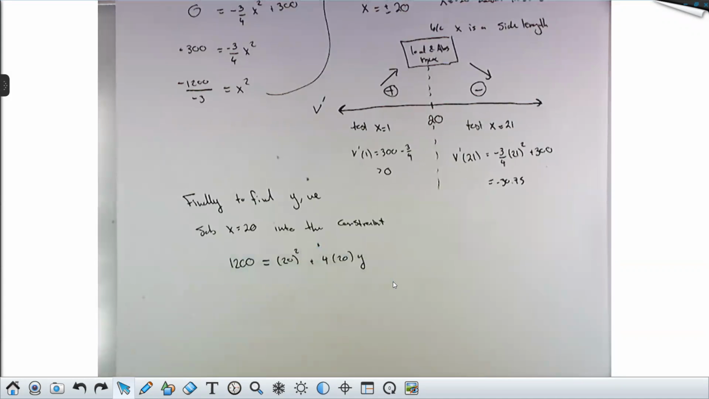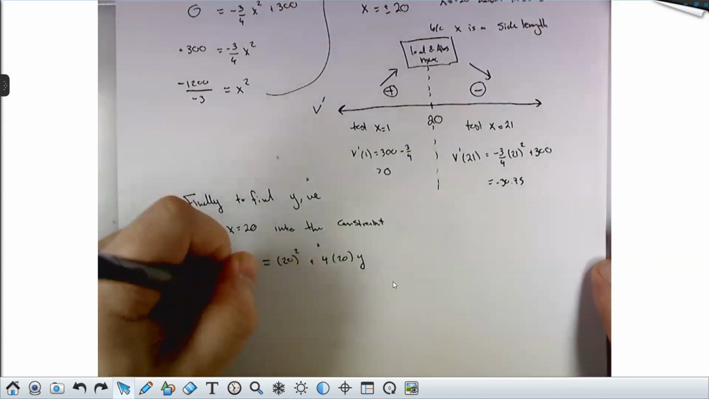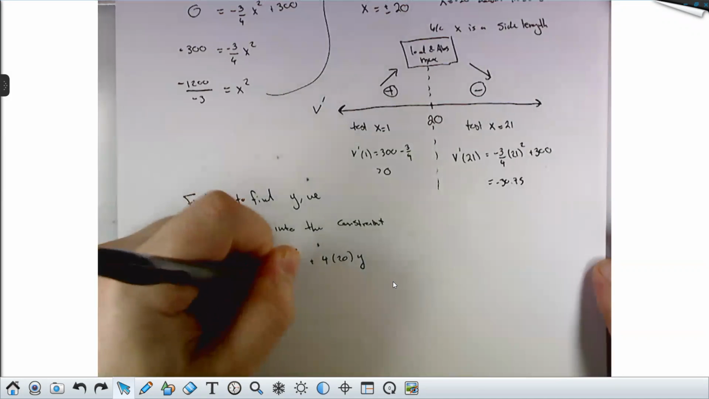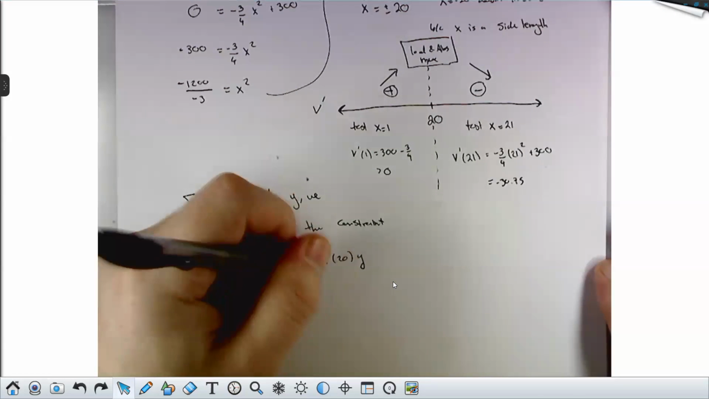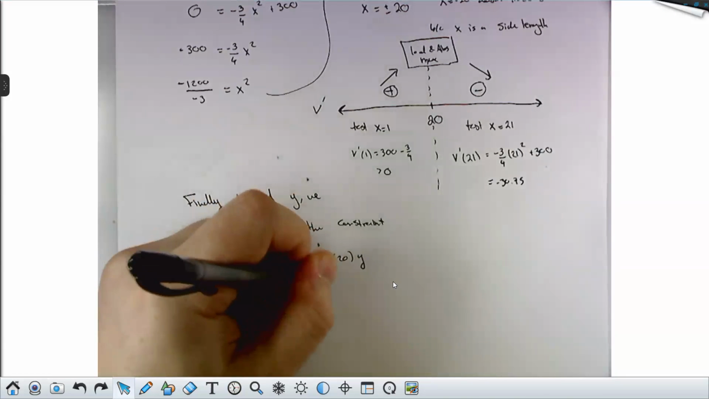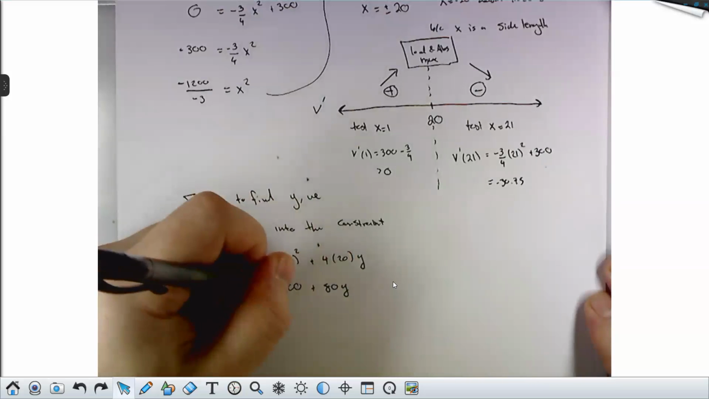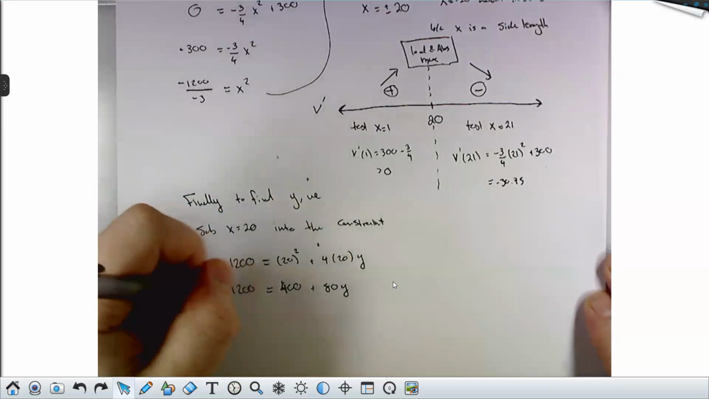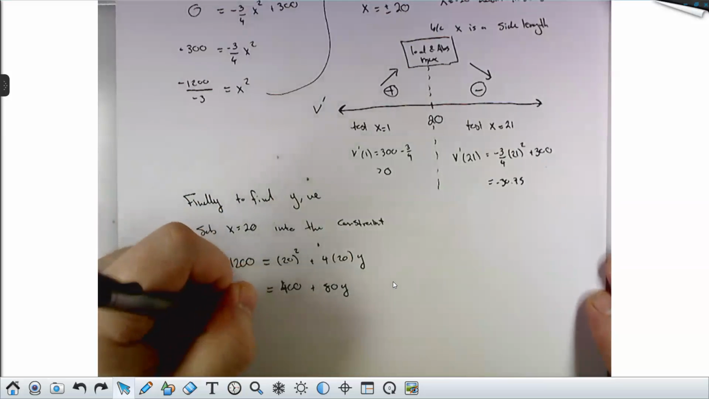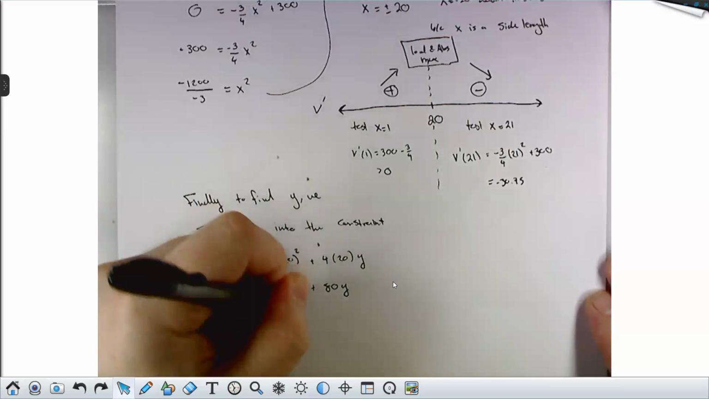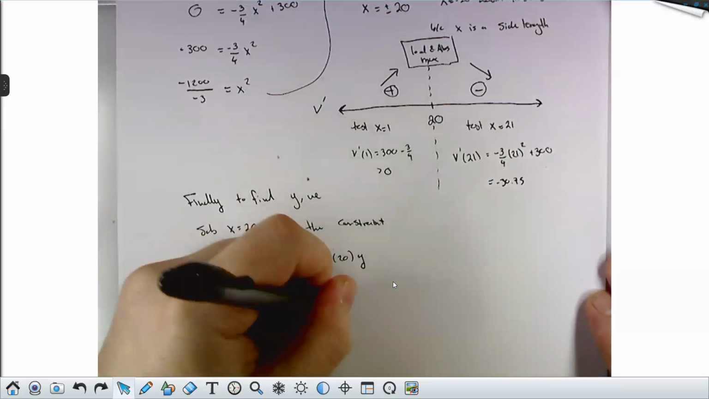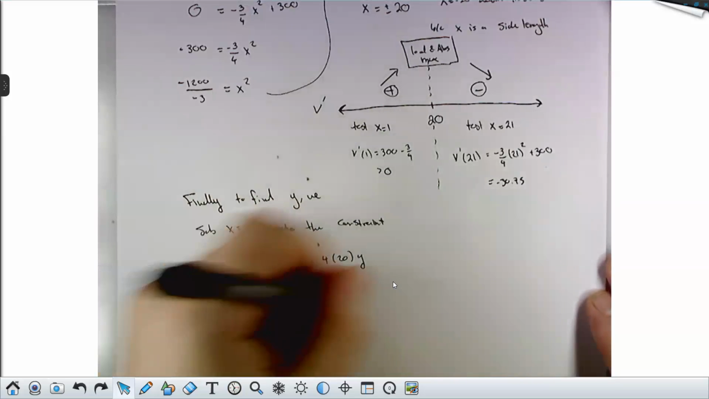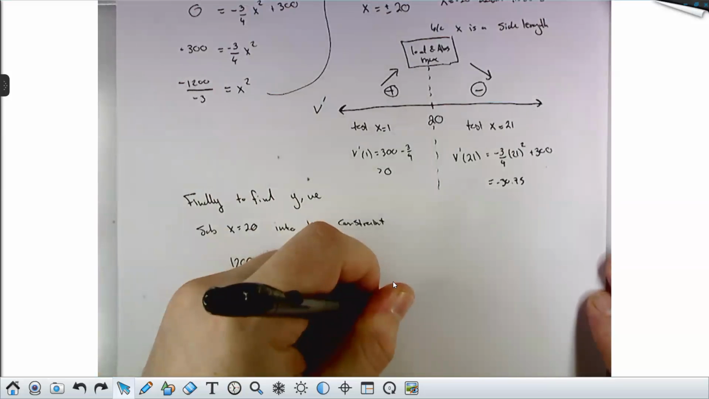So we just clean this up and solve for y. The square of 20 is 400. 4 times 20 is 80. So we subtract the 400 over 1200 minus 400 is 800. So 800 is equal to 80y. And then divide both sides by 80 and we'll get y should be 10.